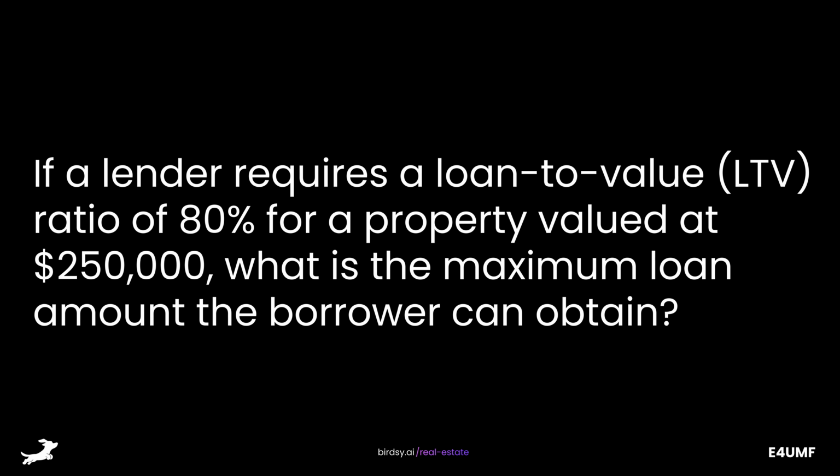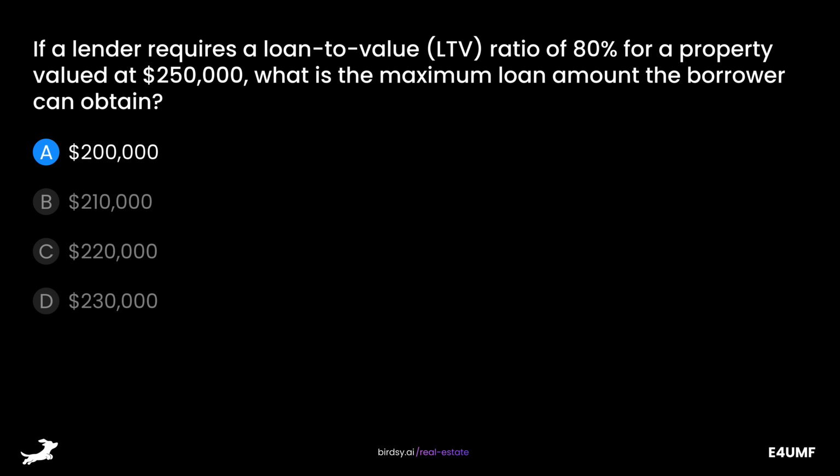If a lender requires a loan-to-value ratio of 80% for a property valued at $250,000, what is the maximum loan amount the borrower can obtain? Is it A, $200,000, B, $210,000, C, $220,000, or D, $230,000? The answer is A, $200,000.